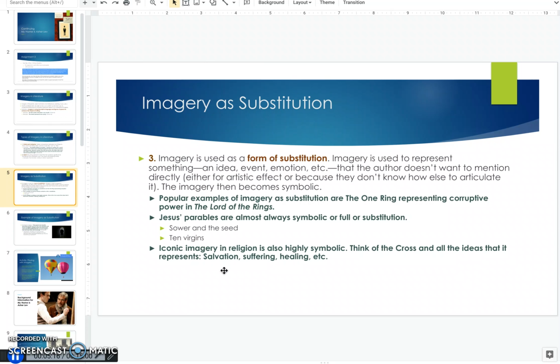You also can have iconic imagery, and religion is often full of this. Just think of the cross and all that it symbolizes to a Christian. It represents salvation. It can represent the passion or the suffering of Christ. It could also represent healing. We are often surrounded by imagery in our everyday life that we sometimes take the symbolism of for granted. But in literature, it becomes very important that we pay attention to this symbolism and what it represents.